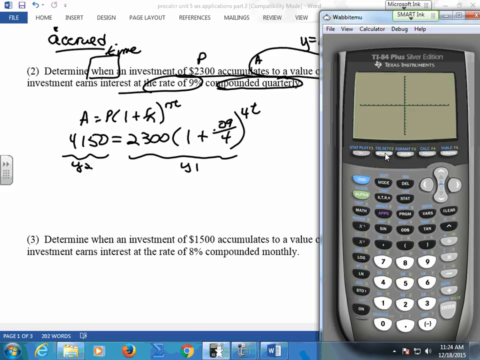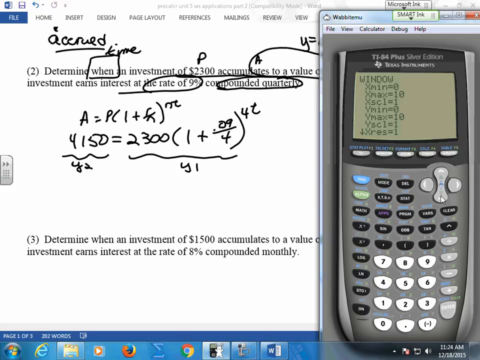We said both of my mins should be 0 because I'm in the first quadrant. My x max is my time. I don't know how much time this is going to take to accrue this money. Let me just leave 10 in there for now. My y max, who knows what my y max should be? 5,000. And what made you say that, Denise?